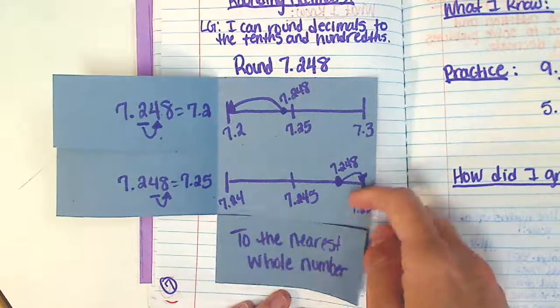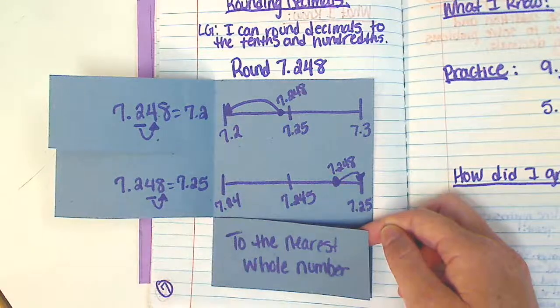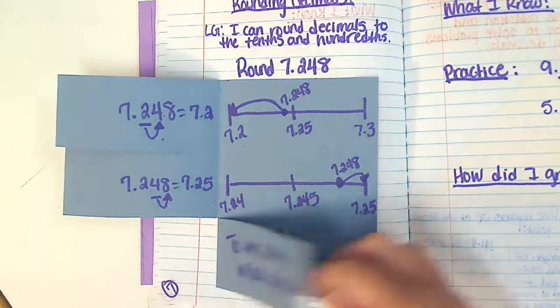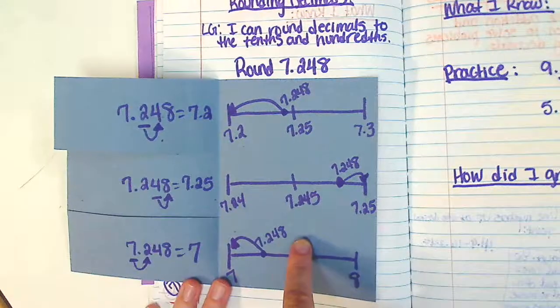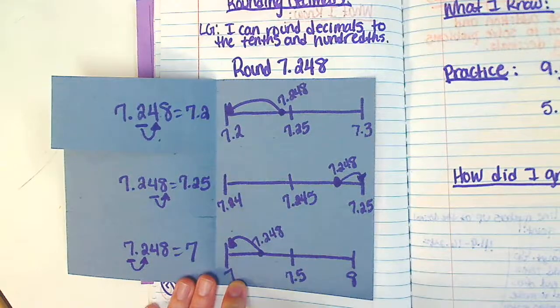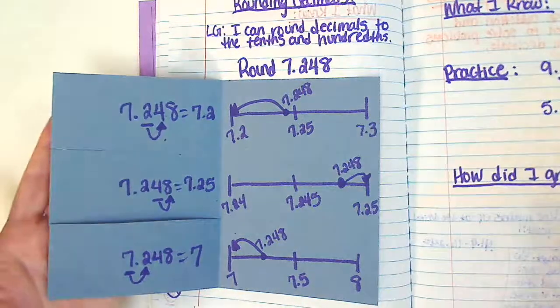And then I always go ahead and talk about the nearest whole number, because students sometimes aren't really sure what that means. It usually just means that we're rounding to the nearest ones place. So in this one, 7.248 is between 7 and 8, but it would be closer to 7. So that's just talking about how we would round those decimals.